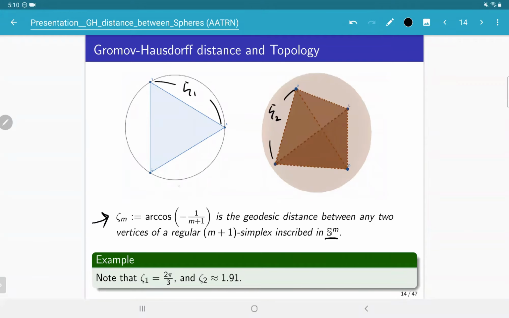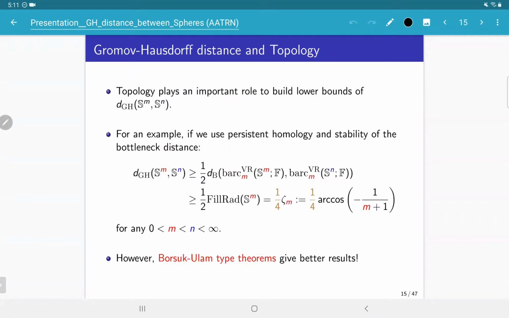And actually the diameter, which Henry just mentioned, is strictly greater than this zeta sub m for m greater than or equal to 2. But when m equals 1, they are the same. For example, if you consider the m equals 1 case, you have to imagine a regular triangle inscribed in S1, and the distance between two vertices will give 2 pi over 3. So zeta 1 is 2 pi over 3. That is the geometric meaning of zeta m.